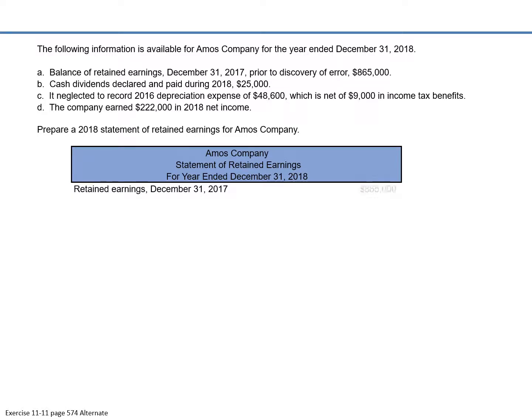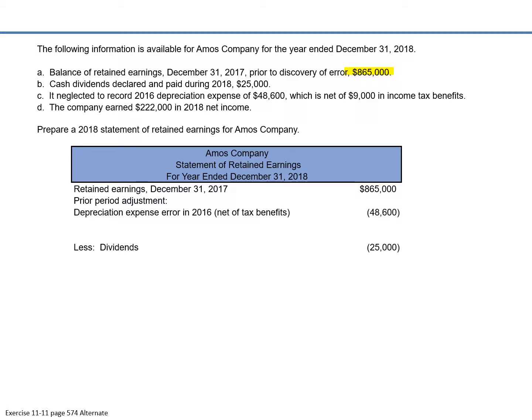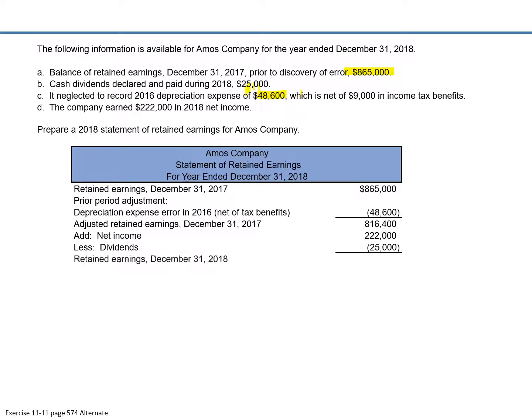All right, so we start with retained earnings of $865,000. They give us that in the problem, right? $865,000. I don't know why they're going in this order, but I guess in order of A, B, C, D, we have dividends of 25. We have a prior period adjustment where we didn't record our depreciation expense, $48,600. Adjusted retained earnings, $865 less $48,600 is $816,400. Add our net income in letter D of $222,000. Should have ending retained earnings of $1,013,400.